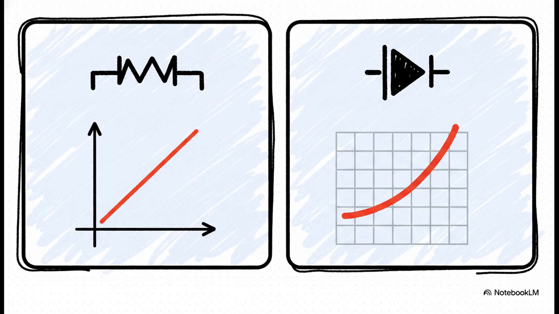We can also classify these elements by how dependably they behave. A linear element is great because it cleanly and consistently follows Ohm's law. If you double the voltage across a simple resistor, the current perfectly doubles in response. It's a nice, clean, straight line. But a nonlinear element, like a diode, has a much more complex curving relationship. It definitely doesn't play by that simple straight line rule.